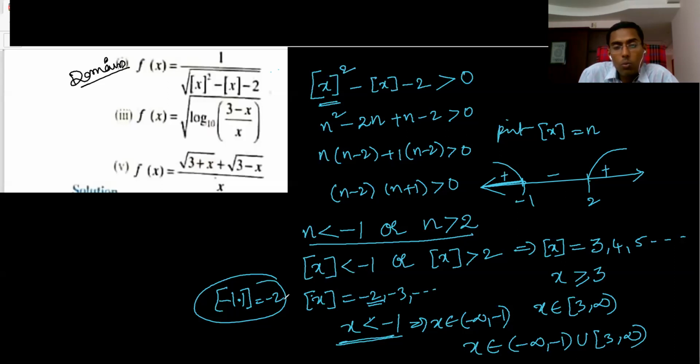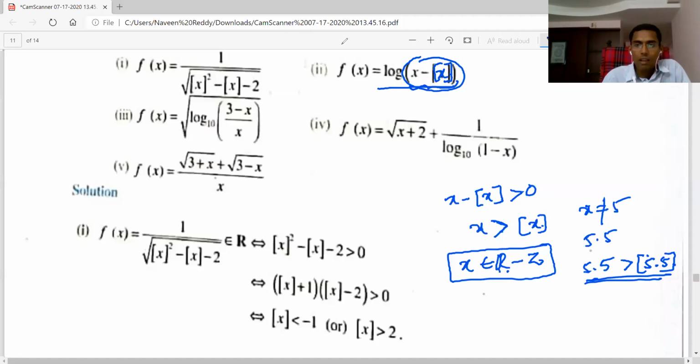If it is minus 1, problem. Minus 1.1, okay. That means minus 1.1 also gives minus 2. So therefore, this side less than minus 1. So that is how we should do if we have the greatest integer function. So please note it down.